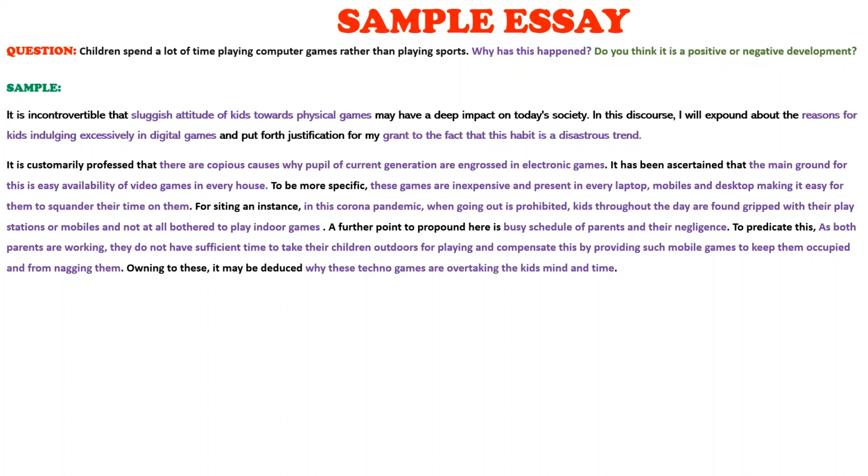And then I'm going to explain my body paragraph 1, which is going to be about the question reasons. So it is customarily professed that there are copious causes why people of current generation are engrossed in electronic games. So I am saying my topic statement is clear that this is going to talk about the causes, and then I have explained my causes. This is my point 1, and then I have explained it, and then I have given example.